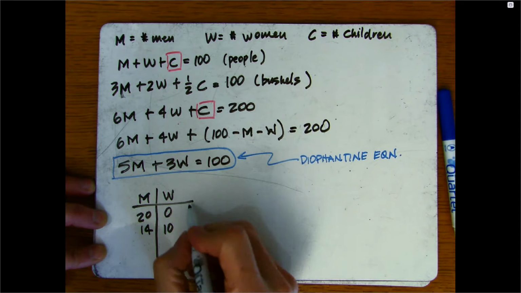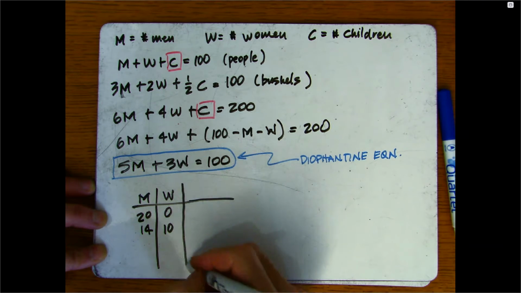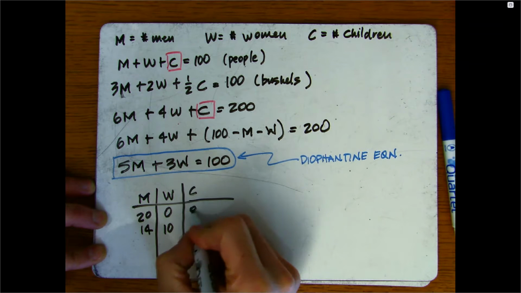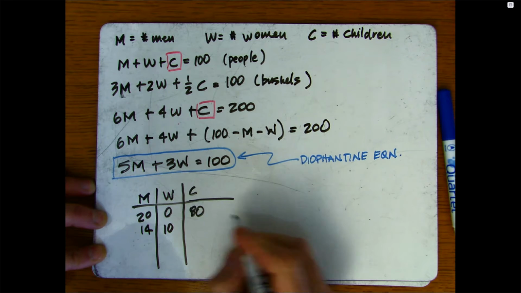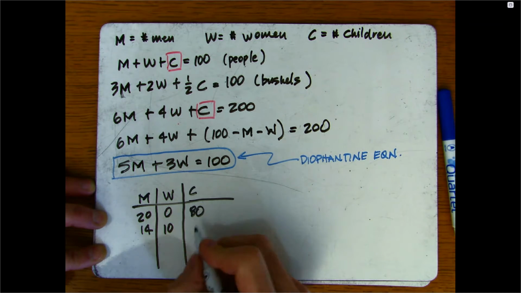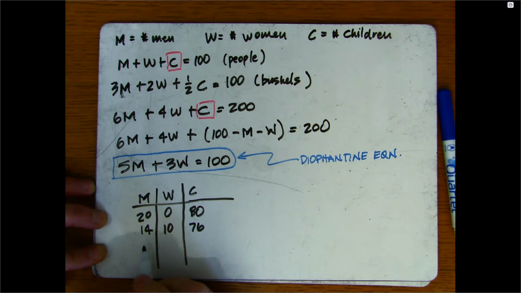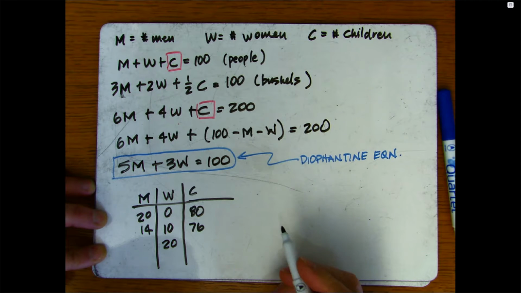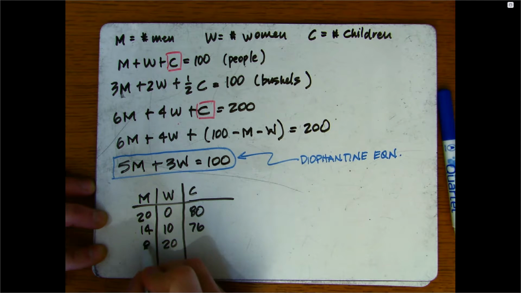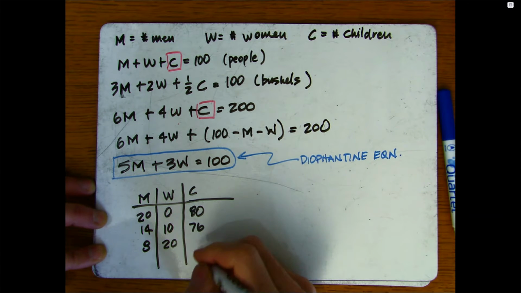Oh, and maybe we should even think in terms of children, right? So if there were 20 here, there'd be 80 here. If there was 10, 24 there would be 76 children here. We could do one more example. So what if there were 20 women? If there were 20 women, then there would be 8 men, 28, so 72.